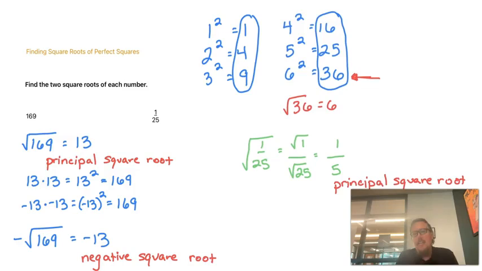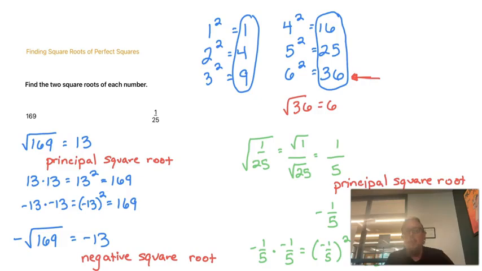But then we also have a negative square root, and that is negative 1/5. That's the negative square root because negative 1/5 multiplied by negative 1/5 is a negative times a negative, and a negative times a negative is a positive. So negative 1/5 times negative 1/5 also gives us the square root of positive 1/25. So anytime we take a square root, we need to be looking for two different possible answers. One of them is a positive number and one of them is a negative number.